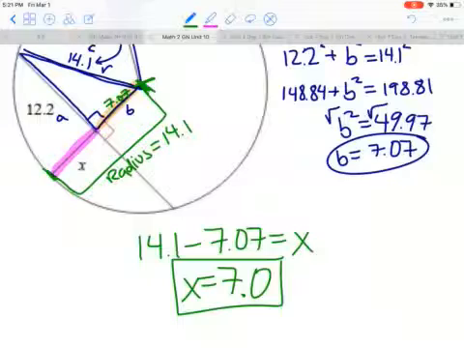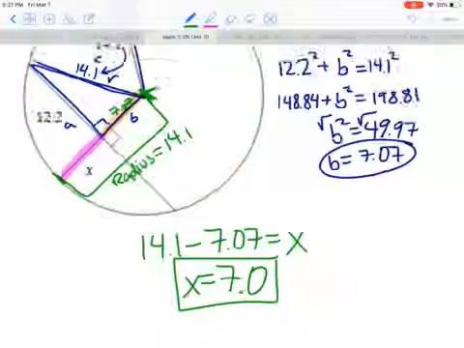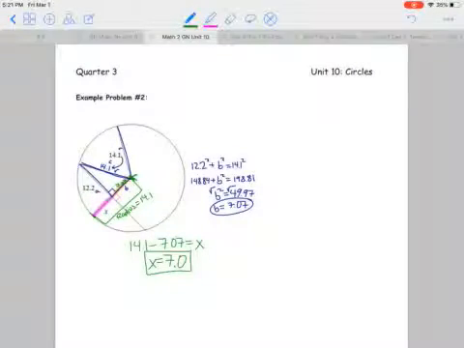Okay, and that's it for 10.3. Pretty easy stuff. Just look for the triangles, okay? All those triangles, you want right angles with them. And make sure you pay attention to where you can draw an extra radius.